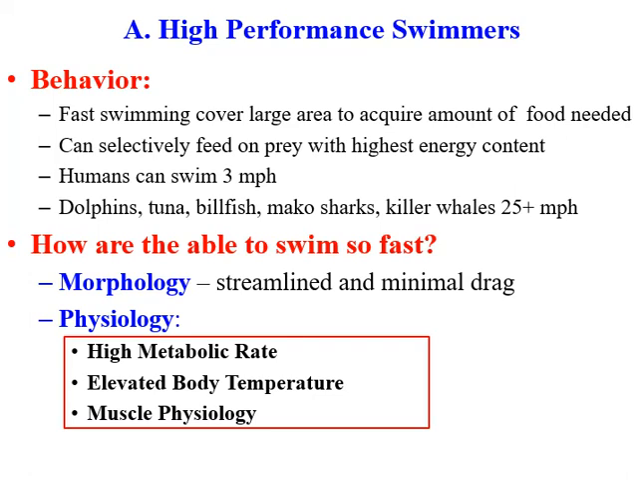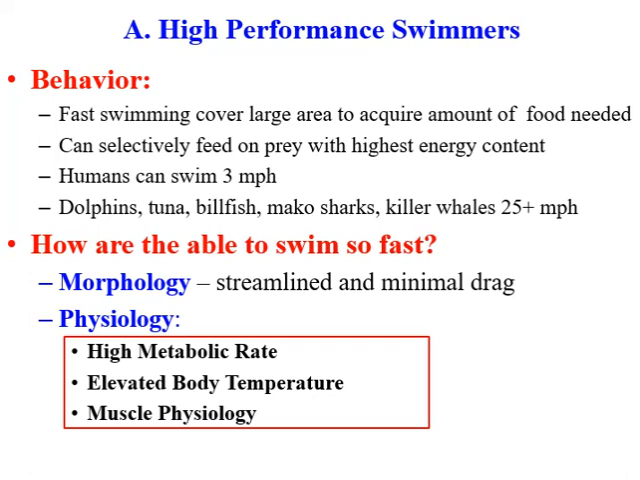But for human swimmers, 3 miles an hour is pretty fast. If you look at some dolphins, they can swim very fast. Tuna swim very fast. Billfish, especially sailfish, swim very fast. Some sharks, including mako sharks, and killer whales, all of those can swim 25 miles an hour, maybe 30, 40, 50 miles an hour in some cases, probably at least 40 miles an hour.